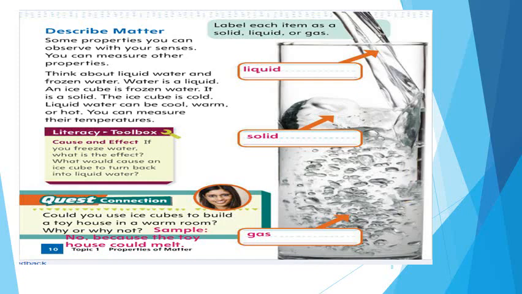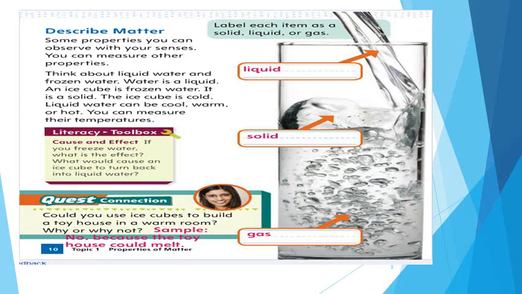So some properties you can observe with your senses, like I can see them, I can touch them, and other properties I have to measure. I'm not sure, I need to measure. So think about the liquid water and the frozen water. The water is liquid, but the ice cube is solid.